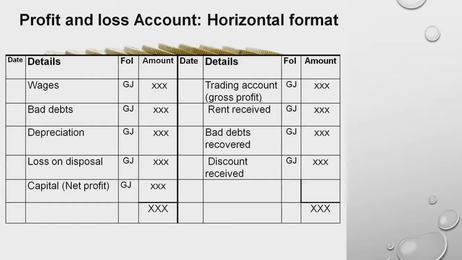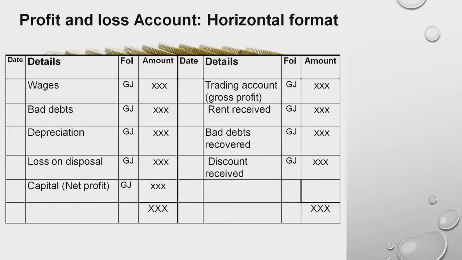This is now the profit and loss account. After you know your gross profit, you continue either with the horizontal format or with the vertical format. It's up to you. Just know that we are still applying the accounting rules. On our debit side, we have all the expenses listed down, and on our credit side we have all our income listed, because income is always increasing on the credit side.